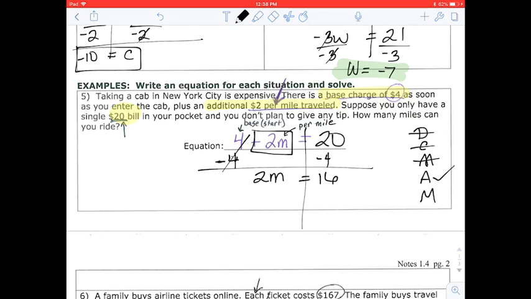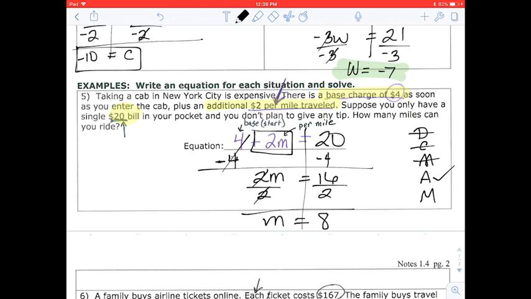I am multiplying my variable by the number 2, so to get rid of it, I'm going to divide by the number 2. 2m divided by 2 is just m. 16 divided by 2 is 8. So this tells me m equals 8.